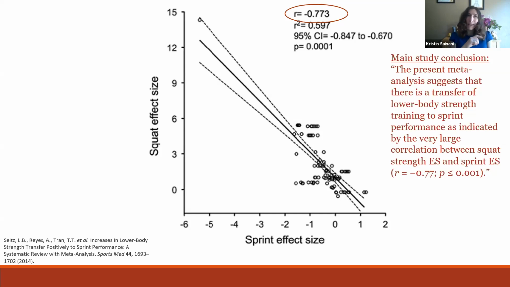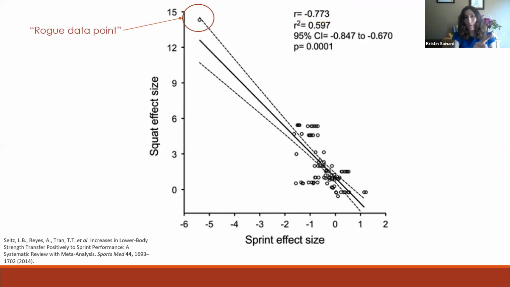Now, the reason my colleague sent me this particular graph is that she was concerned about one data point. She flagged what she called a rogue data point. I think that's a good description of it. So there's a study that's kind of far away from the other studies.